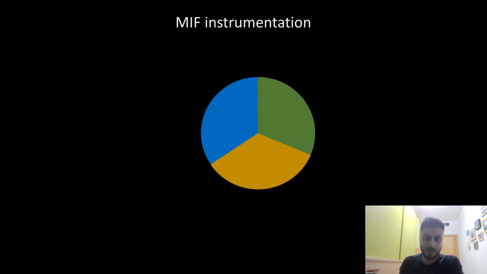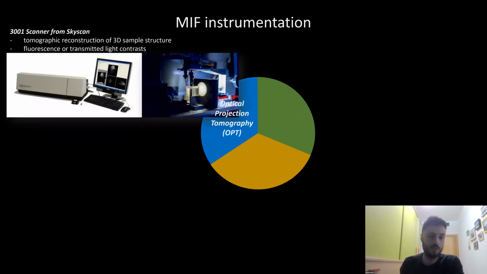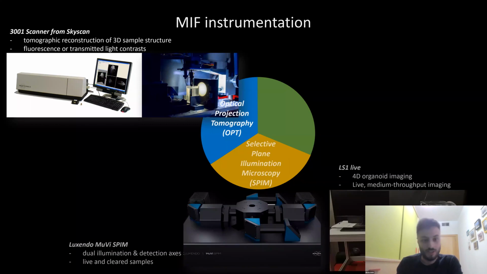These can be roughly categorized into 3 main types. We have OPT, with which it's possible to perform tomographic reconstruction of 3D samples, and we have systems that can work both with fluorescence microscopy and transmitted light. We also have SPIM techniques, and in particular, we have 2 commercially available systems. One is the MuVi SPIM from Luxendo, now Bruker, which has dual illumination and dual detection, and it can perform both live and cleared sample imaging.